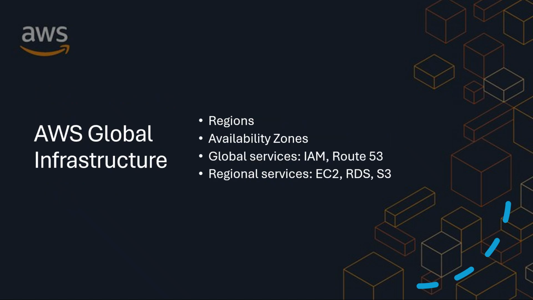AWS resilience begins with its global infrastructure. Regions are isolated geographies designed for fault isolation. Each region contains multiple availability zones, separated by miles and connected with low-latency, high-bandwidth links. Global services like IAM or CloudFront operate beyond regions, while most compute, storage, and database services are regional. Understanding which services are regional versus global determines how you distribute your application to meet uptime, compliance, and recovery needs.